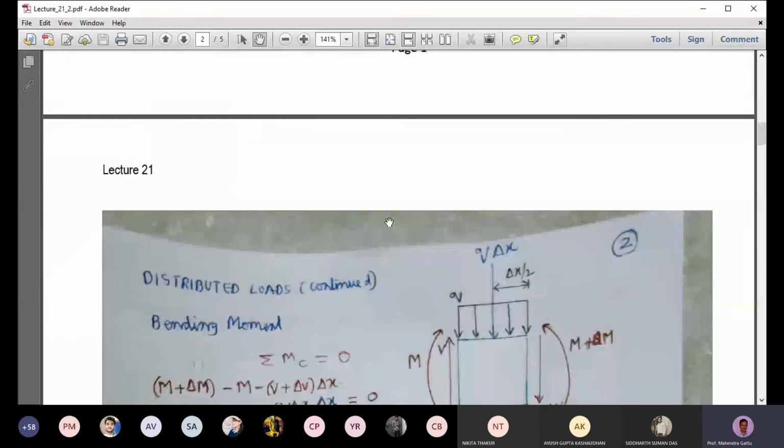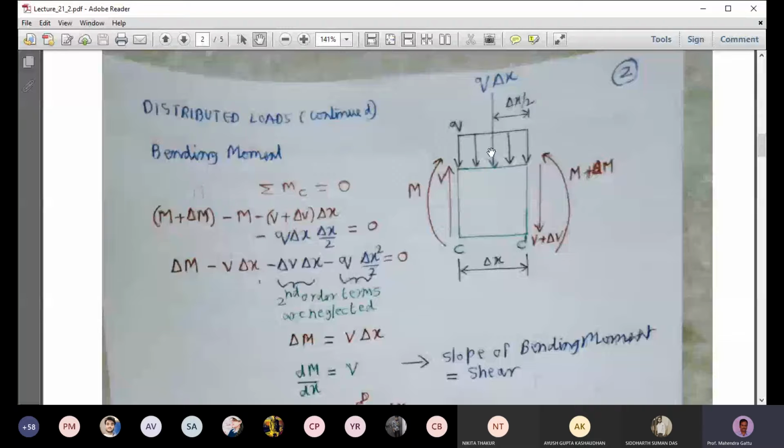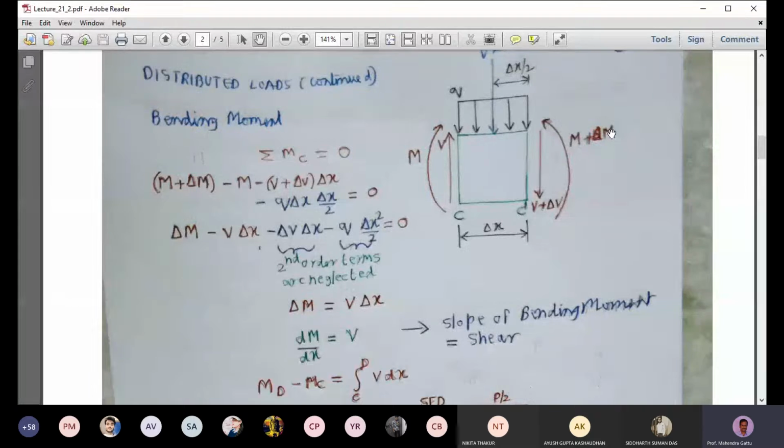So now we'll look at the moment. What is the change in moment because of this applied distributed load? We have already done delta V. Now we'll look into what will happen to delta M. So at this section, we'll apply the moment about section C. So we will apply moment equilibrium about section C.